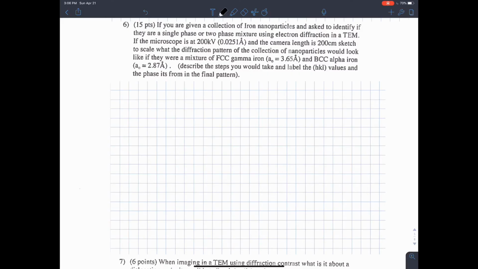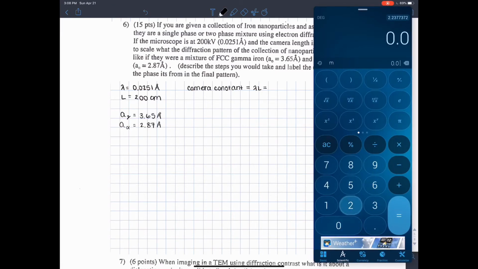but that doesn't mean that no planes diffract. Alright, this is question 6 of the final exam review, and this is going to test your ability to index diffraction rings depending on A naughts and camera constants. Alright, so they've given us a wavelength and a camera distance, and from that we can find our camera constant. They've also given us the lattice constant for gamma FCC iron and BCC iron. So the camera constant is going to be the wavelength times the distance, which in this case is going to be about 5.02 angstrom centimeters.